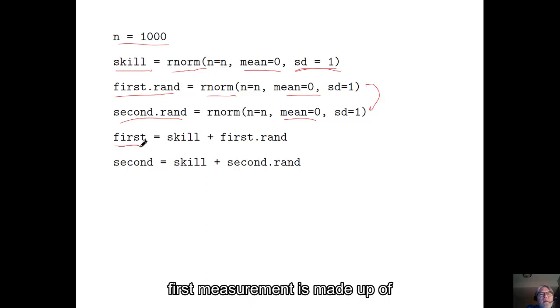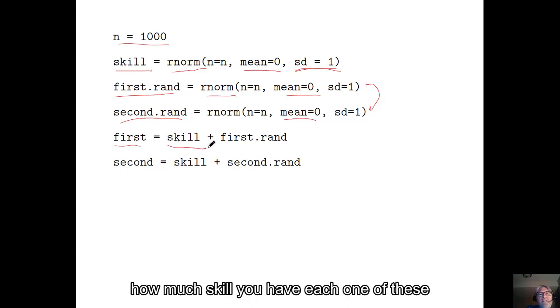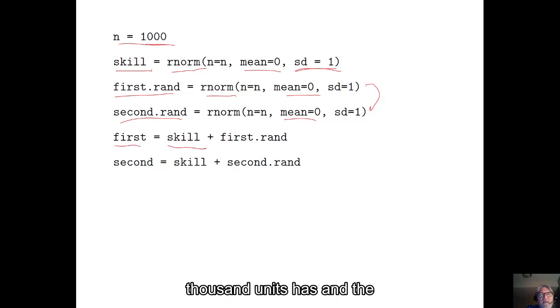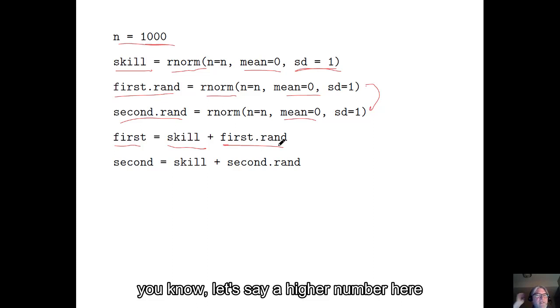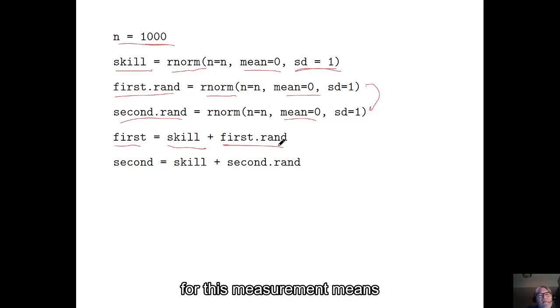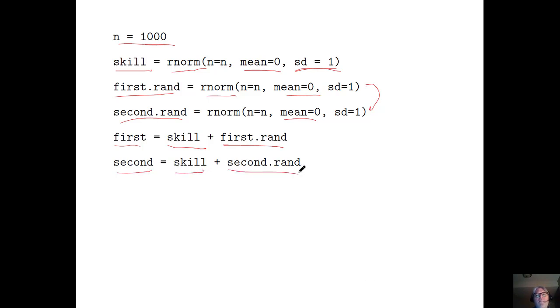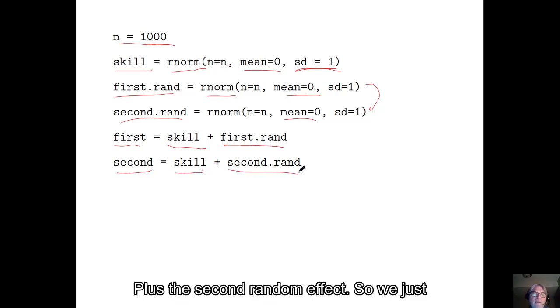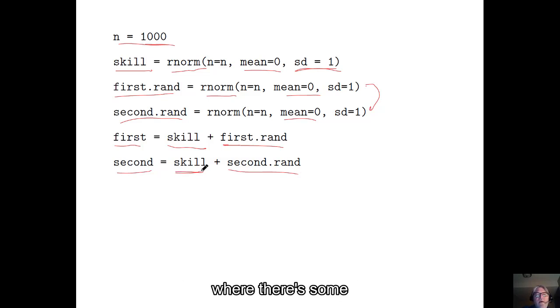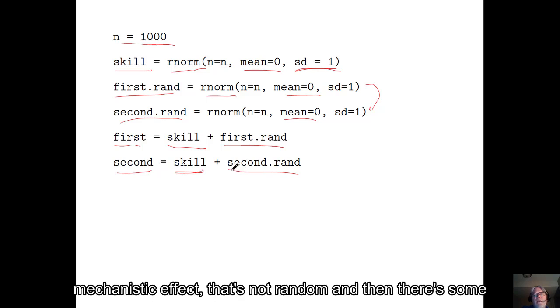So the first measurement is made up of how much skill each one of these 1,000 units has, and the first random effect. That's going to be how fast they ran. Let's say a higher number for this measurement means faster. And the second measurement is the same skill plus the second random effect. So we just have this mixture that I was talking about, where there's some mechanistic effect that's not random, and then there's some randomness.